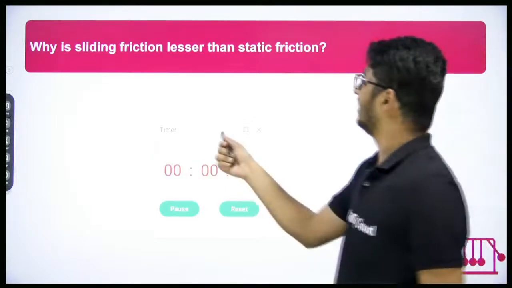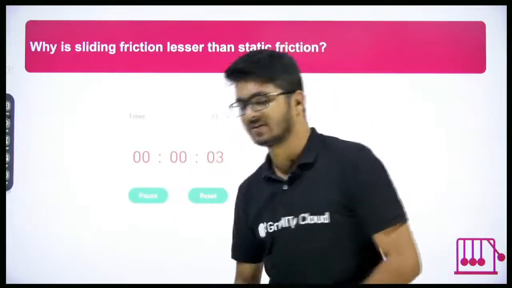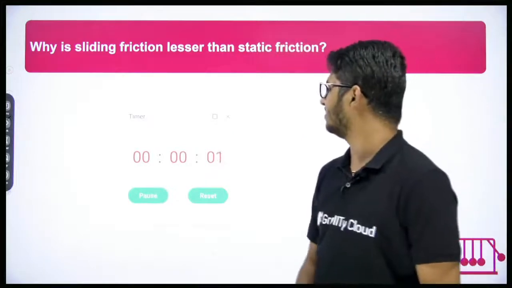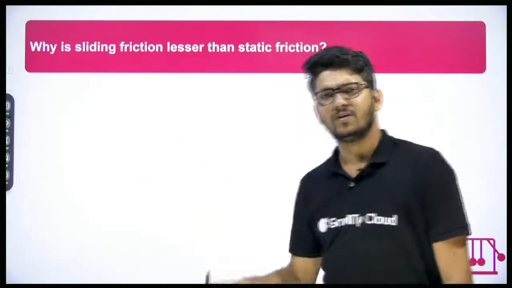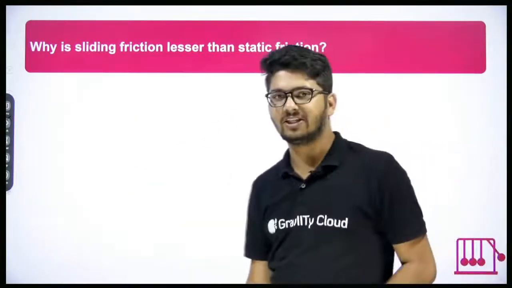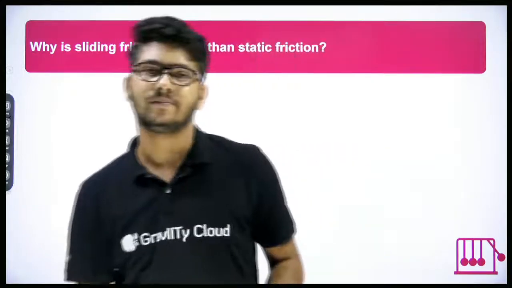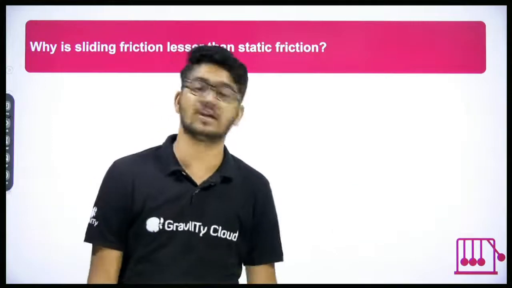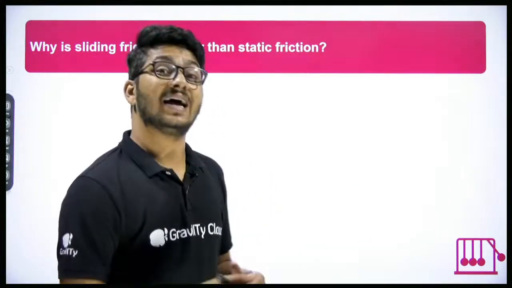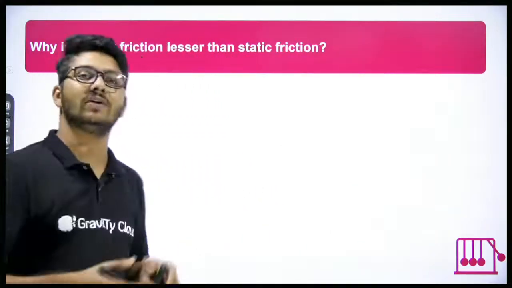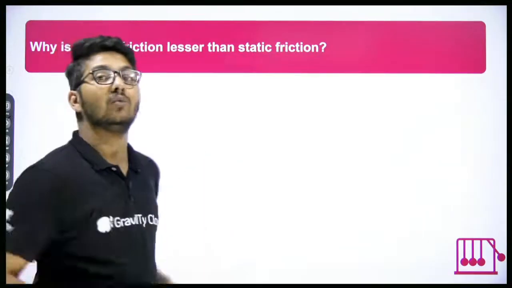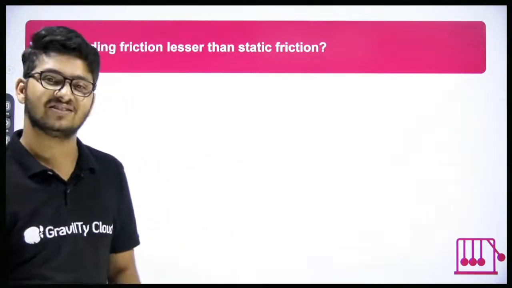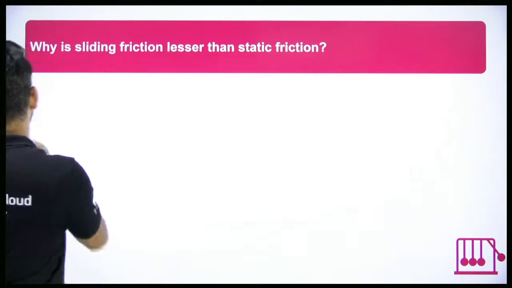So why is sliding friction lesser than static friction? The time is up. What is the reason? See, in sliding friction as well as static friction, the reason behind friction is interlocking of irregularities. But in sliding friction, the interlocking of irregularities will be less when compared to static friction. That's it. So the basic answer is this.